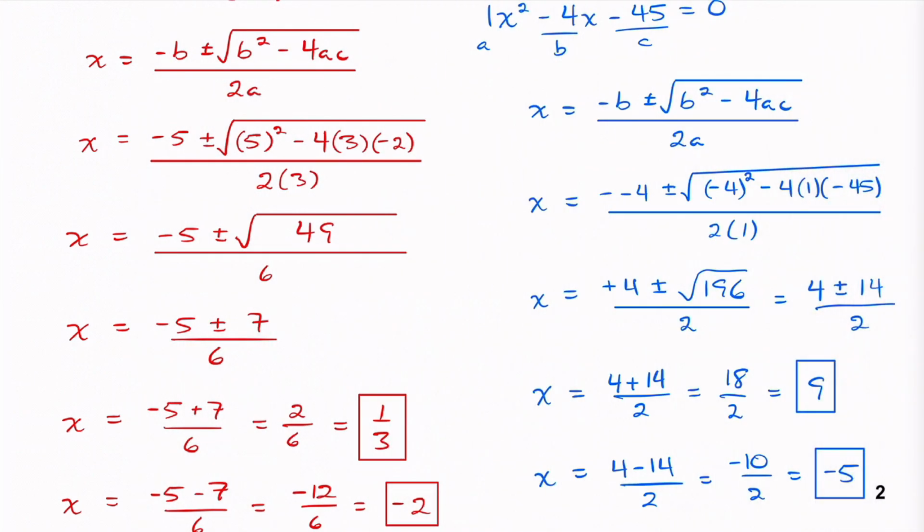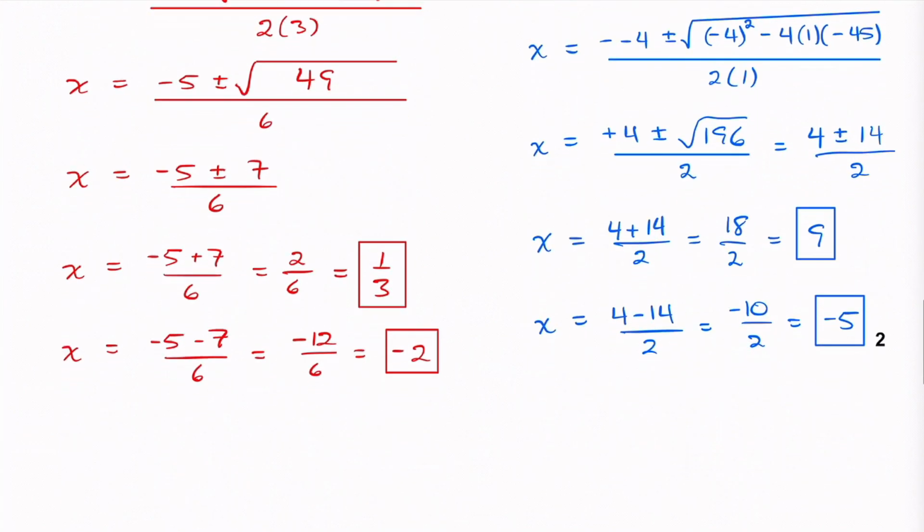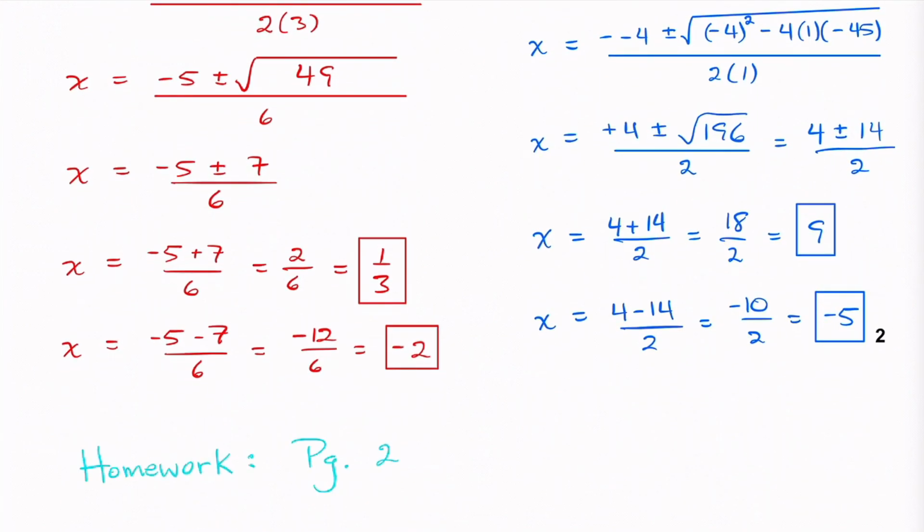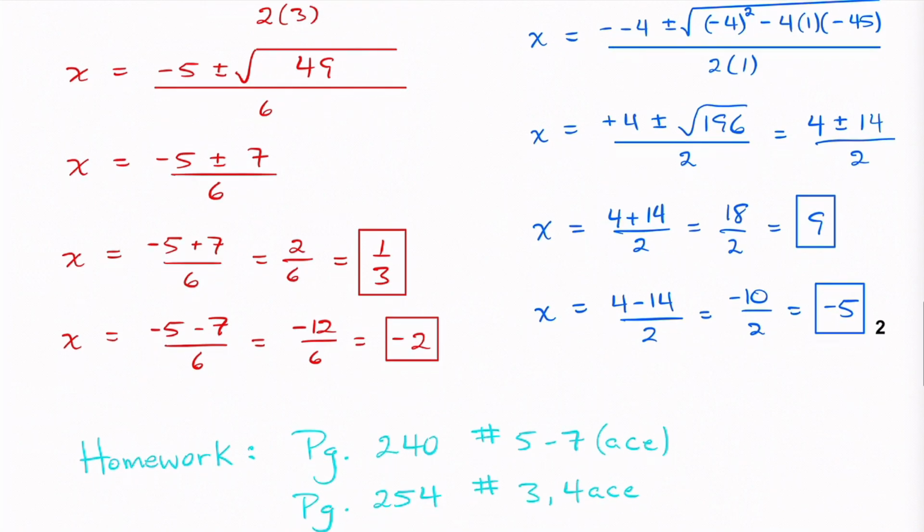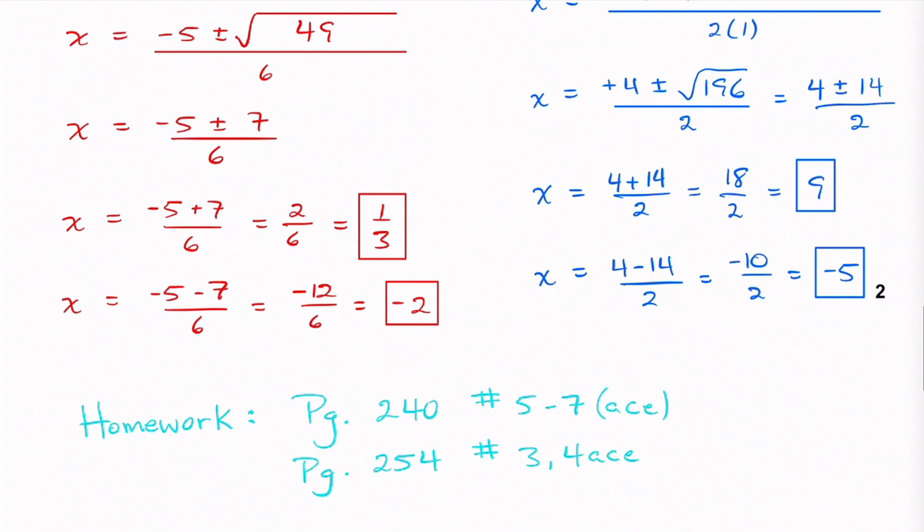So that is it for our examples. I'm just going to write our homework here now down at the bottom. And just a quick note to not confuse anyone, for questions 5, 6, and 7, you're doing A, C, and E for each of those parts. And then for number 4, you're doing A, C, E.